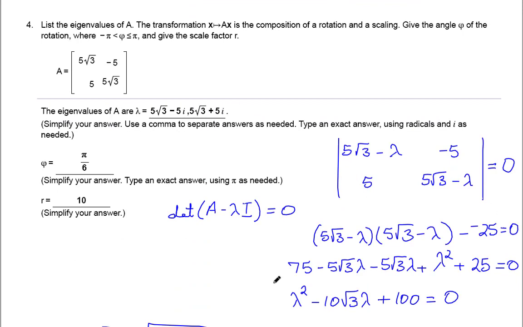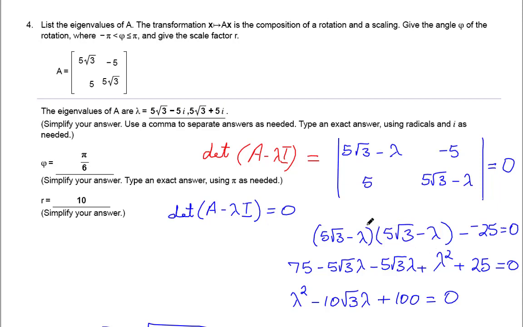Alright, in question 4, they want us to list the eigenvalues. And then they're telling us that this is a transformation that has a rotation and a scaling. And they want us to figure out what is the angle and what is the scale factor. So we form the determinant where we take A minus lambda I, and we're looking for the determinant, and we're going to set it equal to 0.